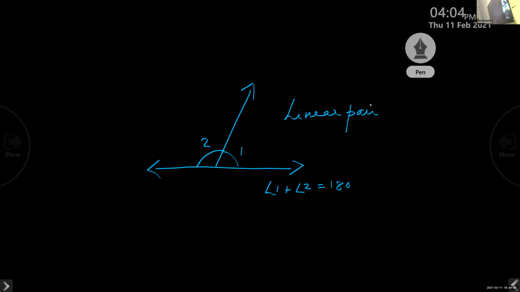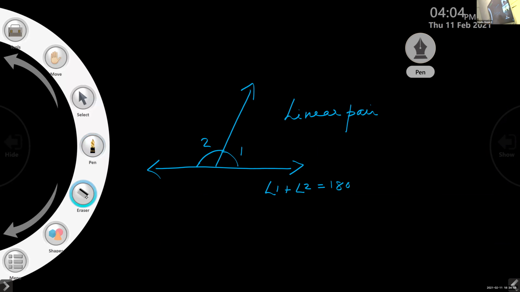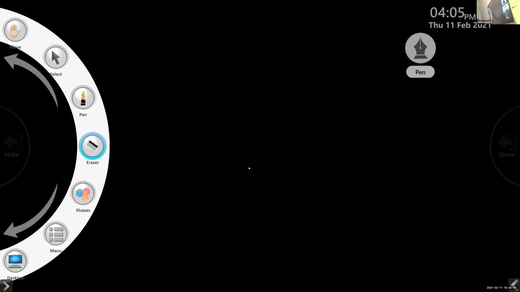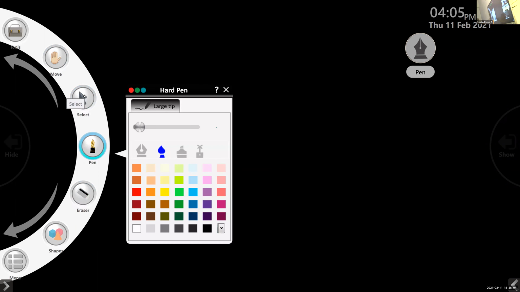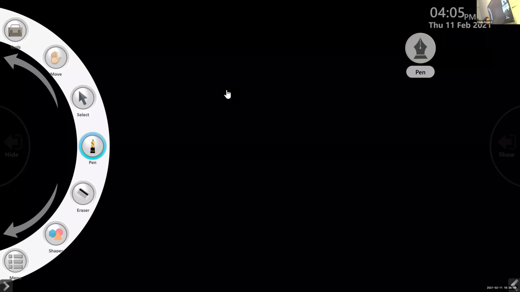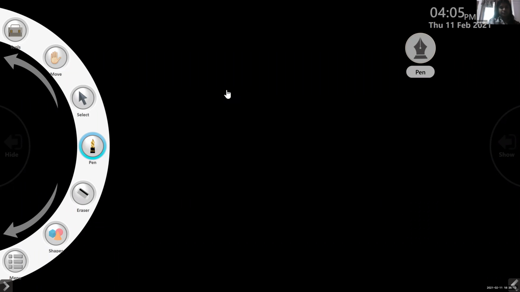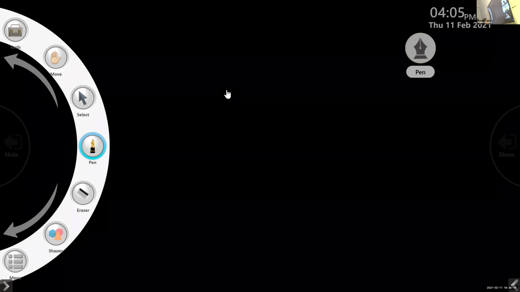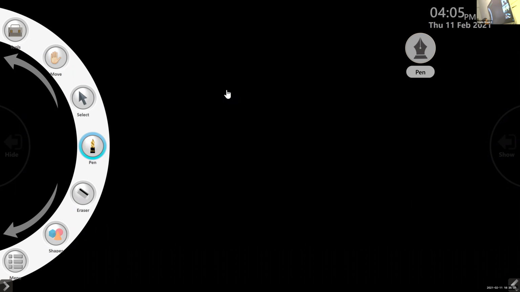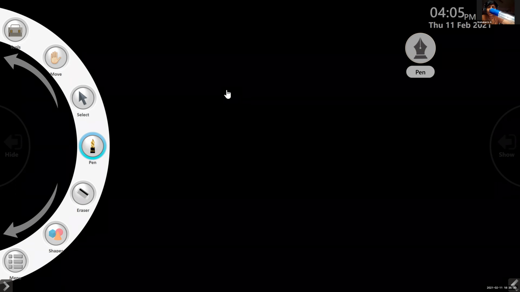Now, after that, what did we study? Vertically opposite angles, isn't it? What do you mean by vertically opposite angles, children? Shahaban, can you tell me? What are vertically opposite angles? Yes, Nagul, can you tell me?